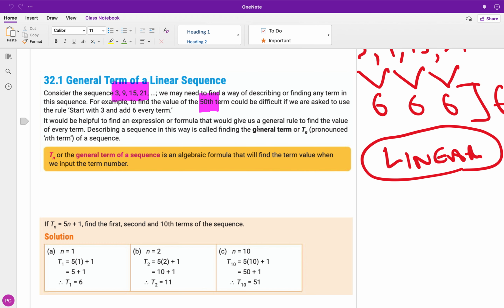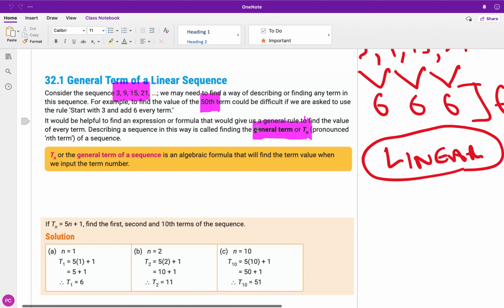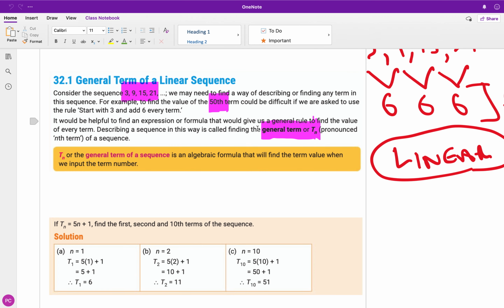So our general term, or Tn, is a general term that allows us to find whatever number we want. And it's pronounced the nth term. So Tn is pronounced the nth term. And there's your definition for it there. So Tn, or the nth term, of a sequence is a formula that will find the term value when we input the term number. Okay, so we can find whatever number we want. We could find the 50th term by inputting the number 50.